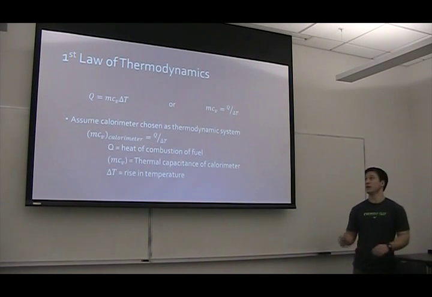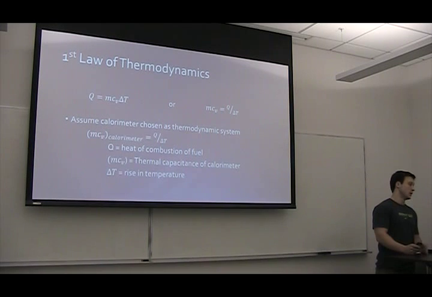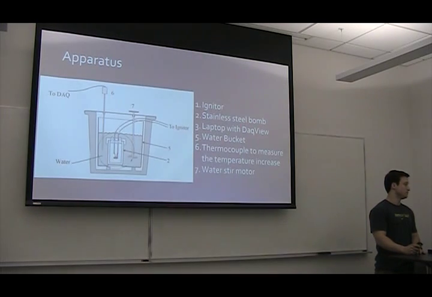As you can see, on the right side is the rearranged formula that we will most likely be using. The left side is where we will not know the fuel. We're going to be calculating the heat of combustion of that unknown fuel.